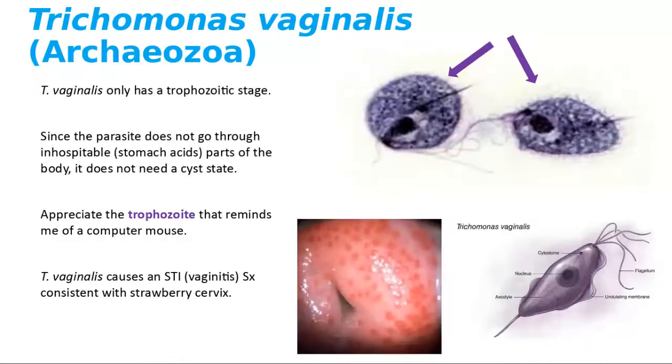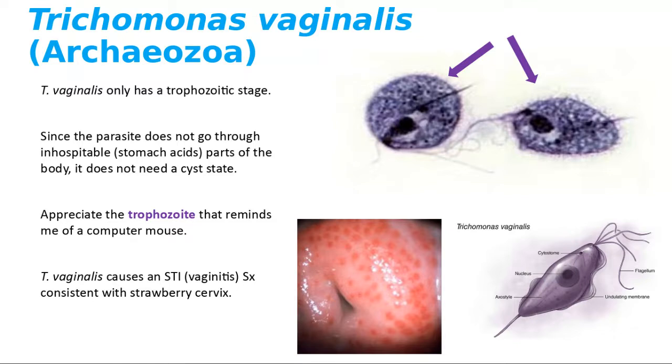So, let's go. The archaeozoa. This is Trichomonas vaginalis. To me, it looks like a computer mouse. It's oval in shape. It has an axostyle, and that's the way it attaches to the surfaces of the tissues it's infecting. You can see here, this is a cervix. We call this strawberry cervix. It's an indication that this particular person, this lady, has trichomoniasis, right?